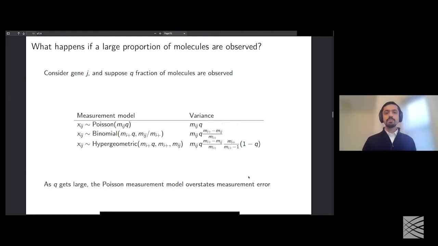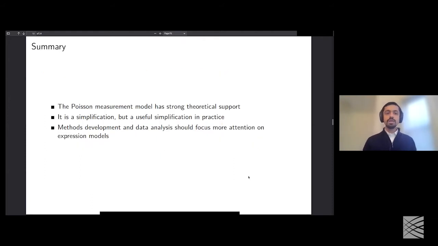All right, so to summarize, we proposed a Poisson measurement model that has strong theoretical support, not just our own theoretical arguments, but also arguments of Townes and others, Wang and others, Svensson. So several papers all point to this being a useful and relatively accurate way of describing the measurement process in single-cell RNA sequencing. As I've gone through in the talk, and as we go through in the paper in more detail, this is a simplification. It's necessarily a simplification, but we argue it's a useful simplification.